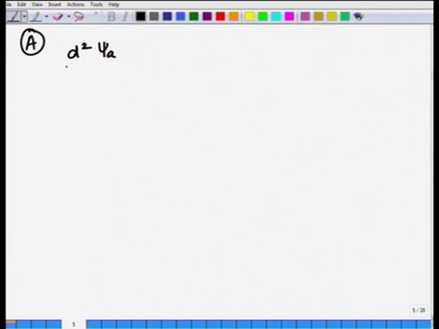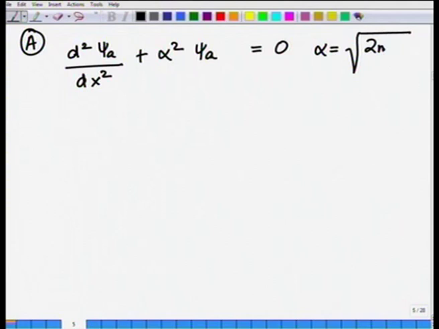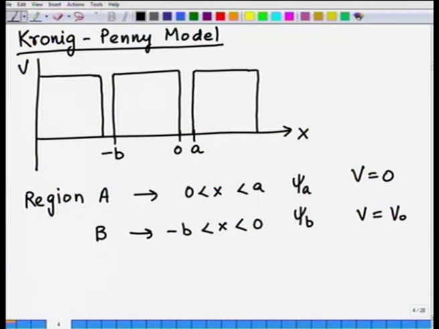So, d²φ/dx² times ħ²/2m in front of it, which I am taking in a separate form, plus α² φ_A of position x is equal to 0. And what is α here? α is equal to the square root of 2mE divided by ħ². Essentially in this case V is equal to 0 in this region.